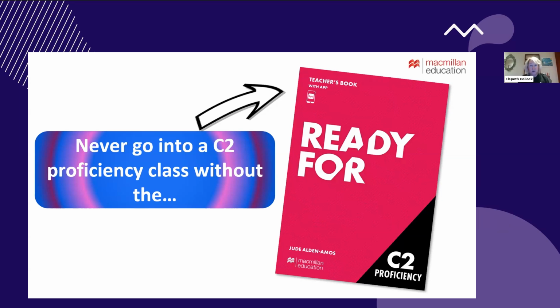But if you take the teacher's book with you, that's all you need. The answer's there for you and you can have it ready prepared. So keep hold of that teacher's book. It's really useful.